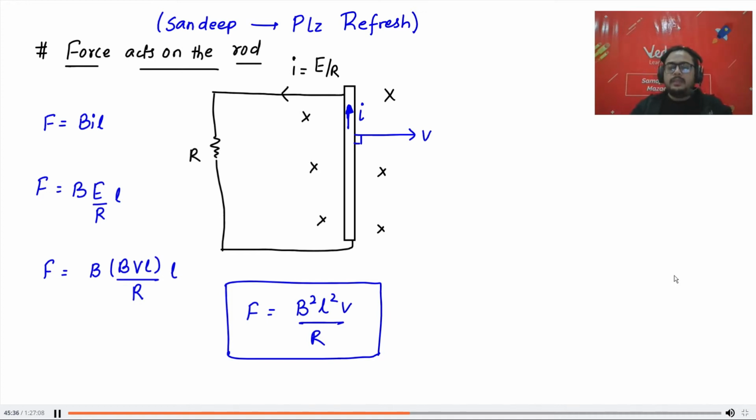Sir, the letters are getting overlapped. Has it started happening again? Sir, please repeat. Which part do you want me to repeat, Shivani? Force BIL kaise? Beta, did you not attend the previous session? Force on a current carrying wire is BIL. That is it.